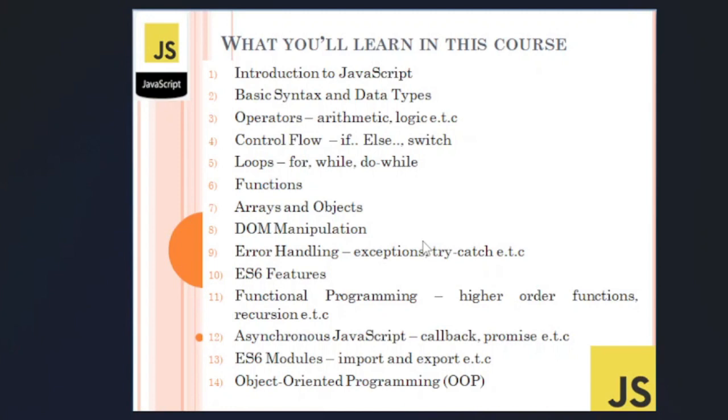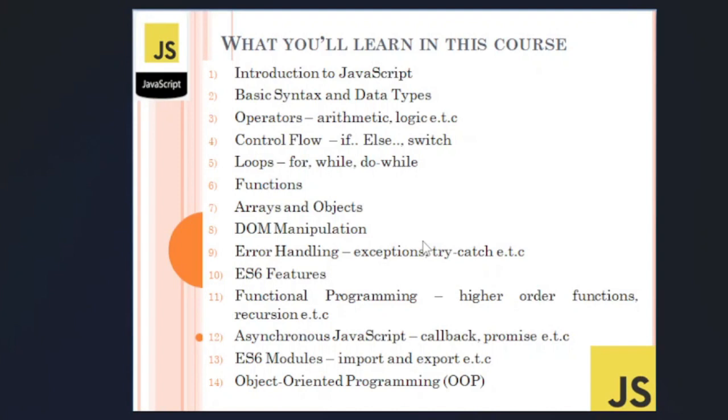Now number 7, we're going to talk about arrays and objects. Then we're going to talk about DOM manipulation. The DOM represents the document object model. We're going to look at how we can manipulate it: how we can delete, how we can add, and how we can change color, change styling, and a whole lot of that. Then we're going to talk about error handling. I'm going to show you how you handle errors, the exceptions, try and catch, etc.